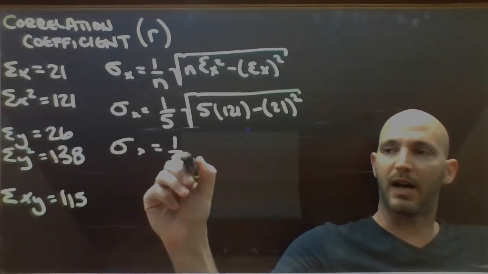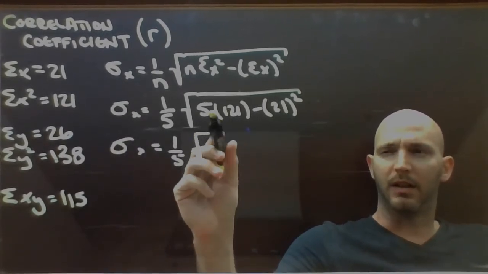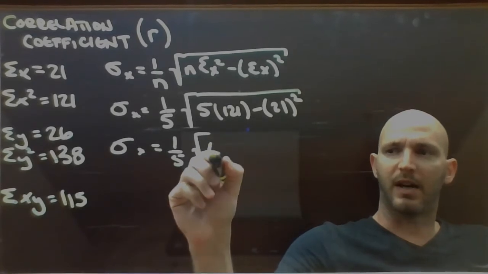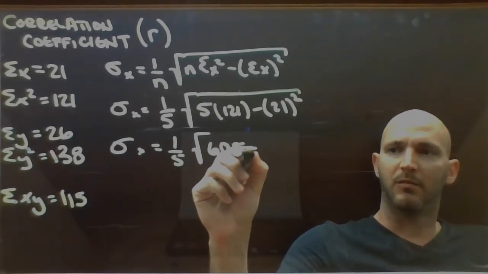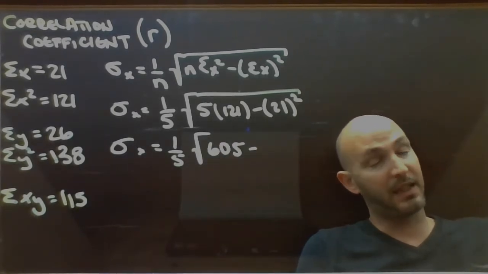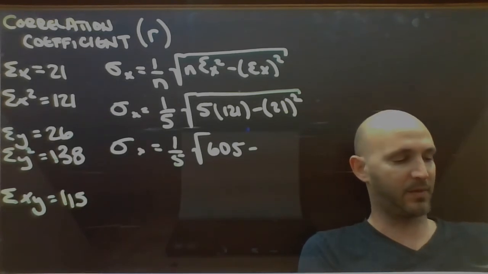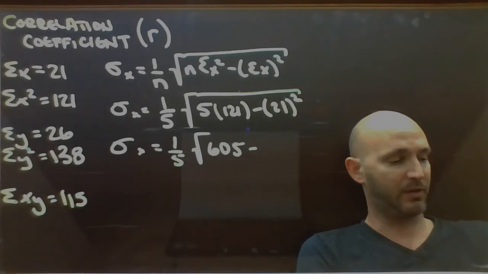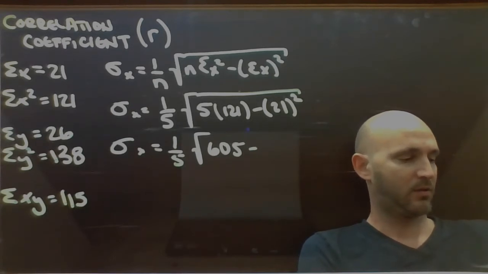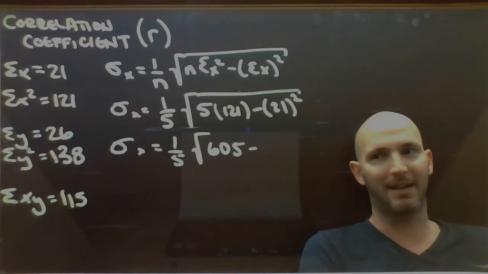is 1 over 5. 605. Minus 21 squared, I believe, is 441, but we're going to be extra sure so as not to sow confusion. 21 times 21. 441.